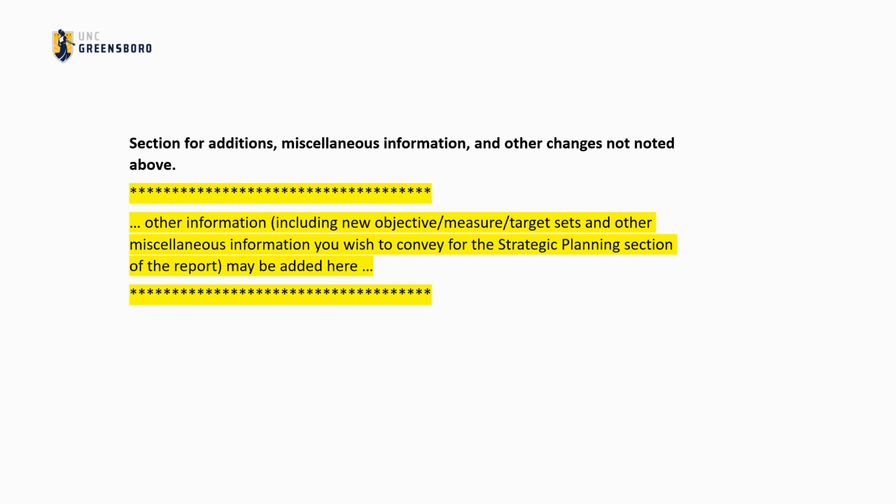Next, you'll find a section for additions, miscellaneous information, and other changes for the strategic objectives section. In this optional section, the user is provided with an editable area where other information regarding strategic objectives may be provided. For example, did the program have a strategic objective measure target set that wasn't included in the template we provided? Here's the spot to list that set and its associated findings. Other miscellaneous information related to the strategic objectives section can be provided here as well.